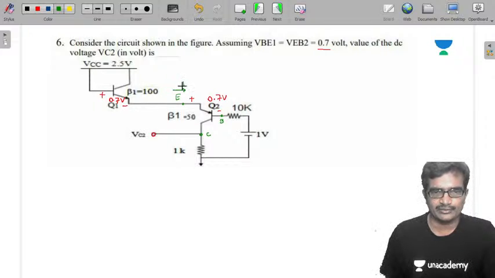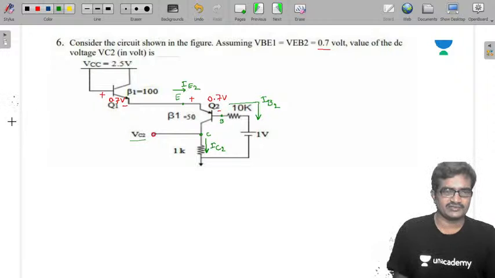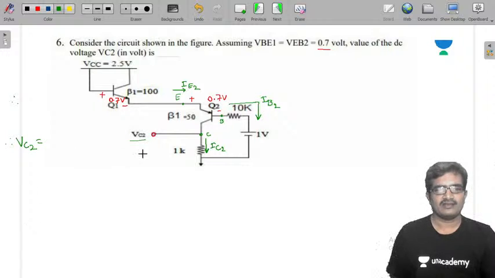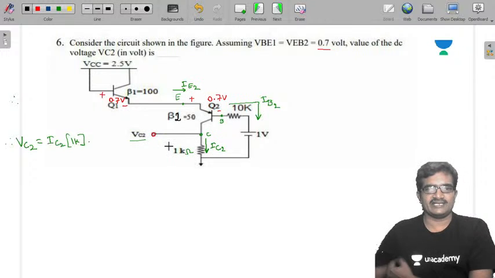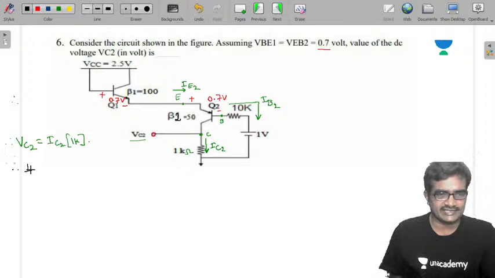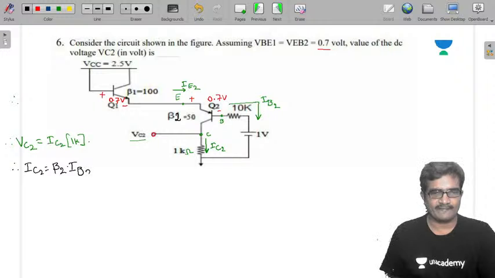So this current is IE2. This current is IB2 and this current is IC2. The required value is VC2. Therefore VC2 is 1 kilo ohm into IC2. So now your intention is to calculate IC2, but they gave the beta values. Beta 1 is 100 and beta 2 is 50. Therefore, we can write IC2 is beta 2 into IB2, because IC is beta times IB. So we know beta 2, they gave 50 into IB2.